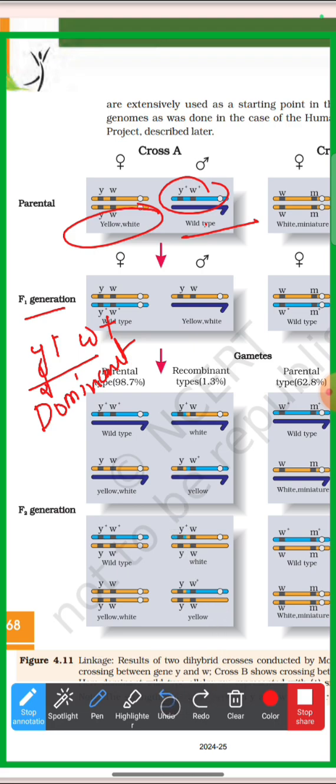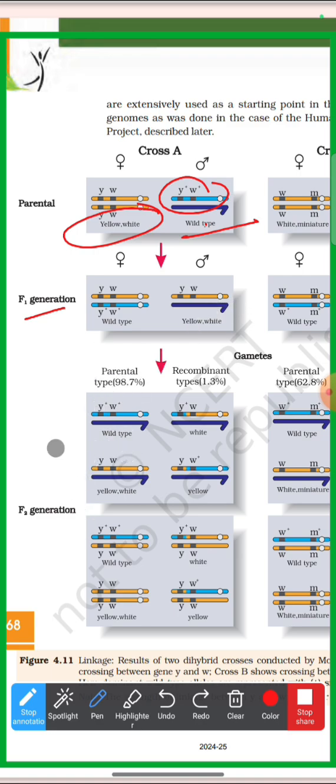So the cross of the parental types leads to the F1 generation, in which the female is Y W and Y plus W plus. Now one thing to note here is that whenever Y plus and W plus are together, they will be dominant. If, for example, Y plus comes with simply W, Y plus will not be dominant. But if Y plus and W plus are together, they will be dominant.